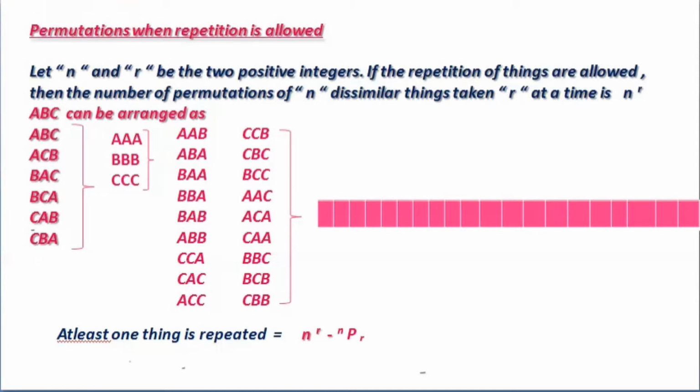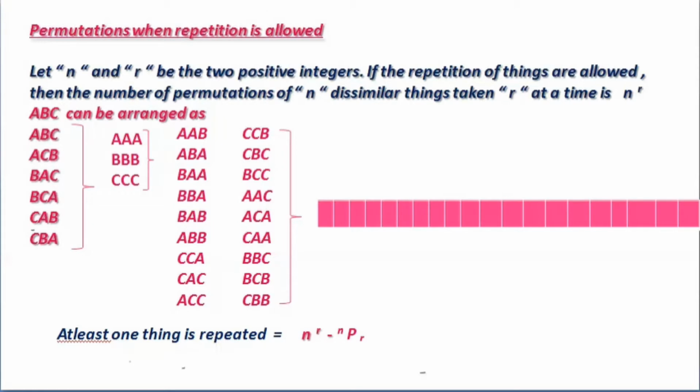Number of ways of arranging r places with the n given things when repetition is allowed is n power r. Look into the example.